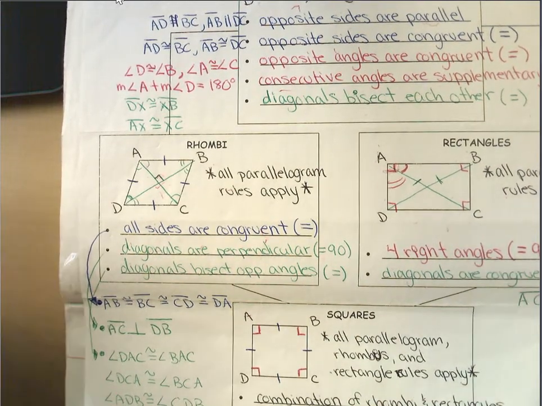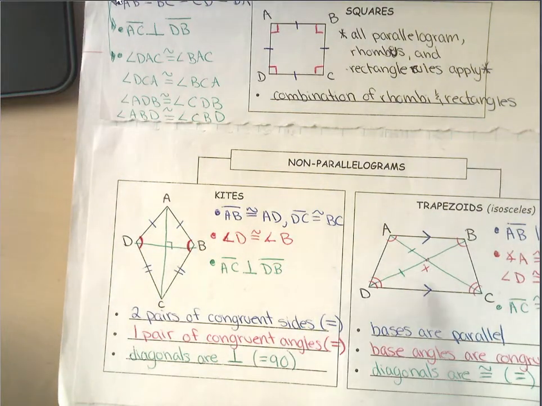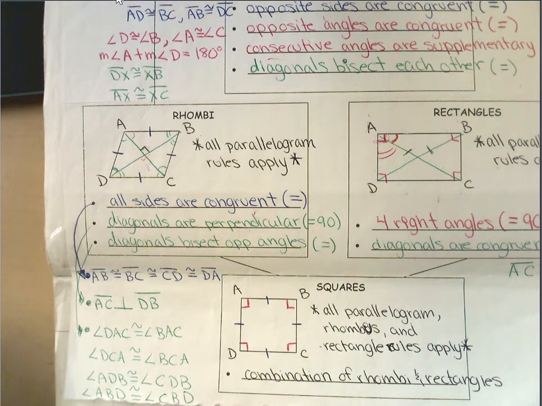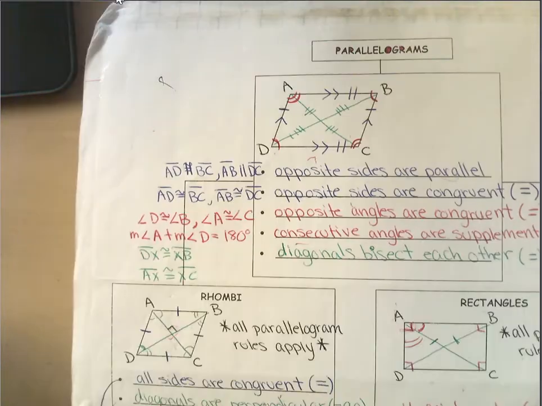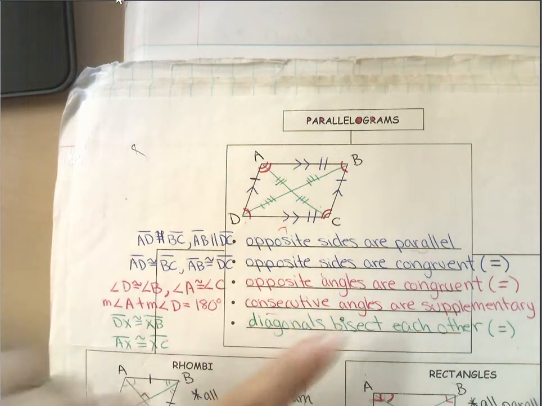So we're also going to be looking at non-parallelograms, which are kites and trapezoids. And so these are the notes that we already took in class. We went over each of these shapes. But for this video, I'm only going to work out the examples that are with parallelograms, so we're just going to be focusing on this part of the notes for this video.